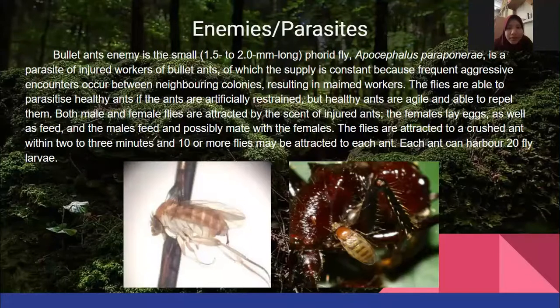The flies are able to parasitize healthy ants if the ants are artificially restrained, but healthy ants are agile enough to repel them. Both male and female flies are attracted by the scent of injured ants. The female lays eggs as well as feeds, and the male feeds as well. The flies are attracted to a crushed ant within 2 to 3 minutes, and 10 or more flies may be attracted to each ant. Each ant can harbor 20 fly larvae.